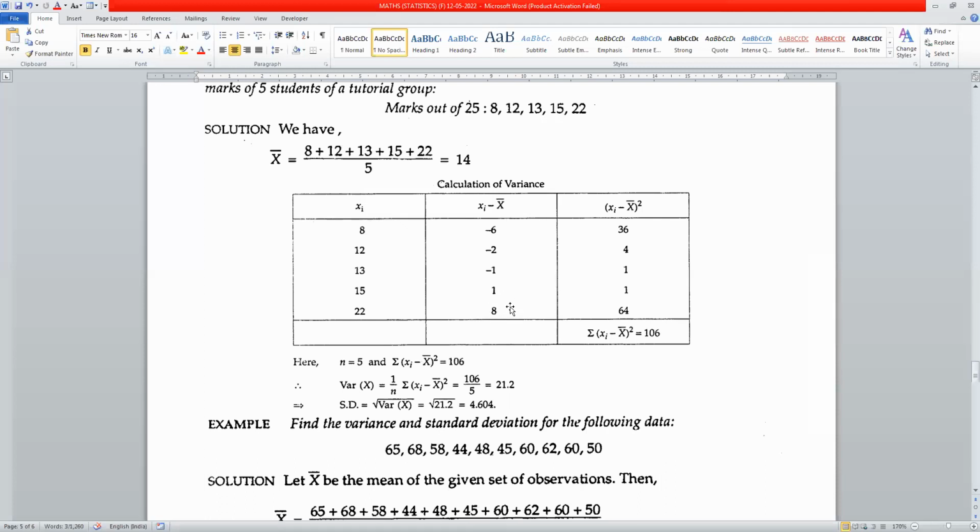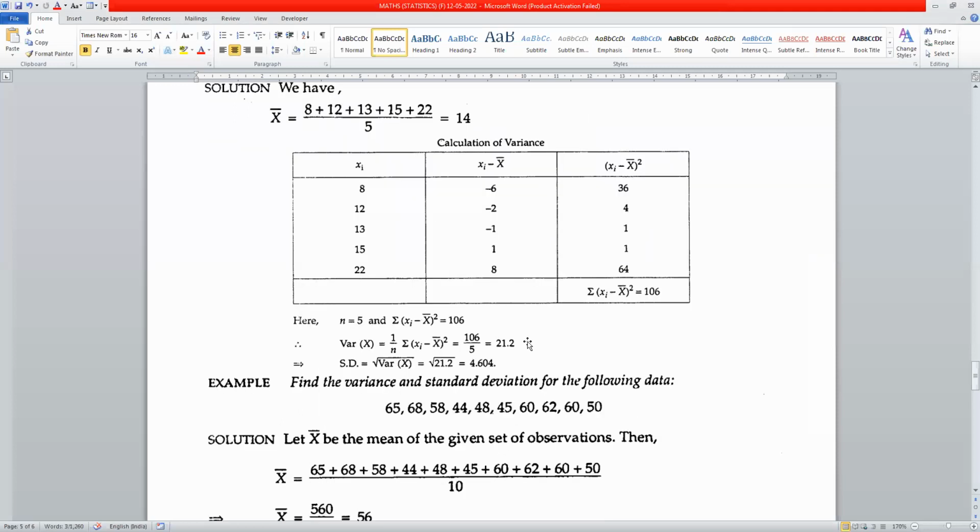You have to square. Minus 6 square is 36. Minus 2 square is 4. Minus 1 square is 1. Again, 1 square is 1. 8 square is 64. What we have to do? We have to add the summation of all the squares, that is coming as 106.